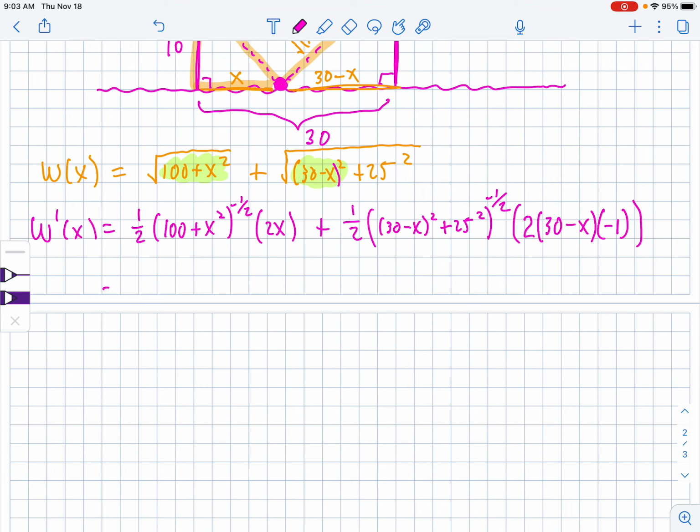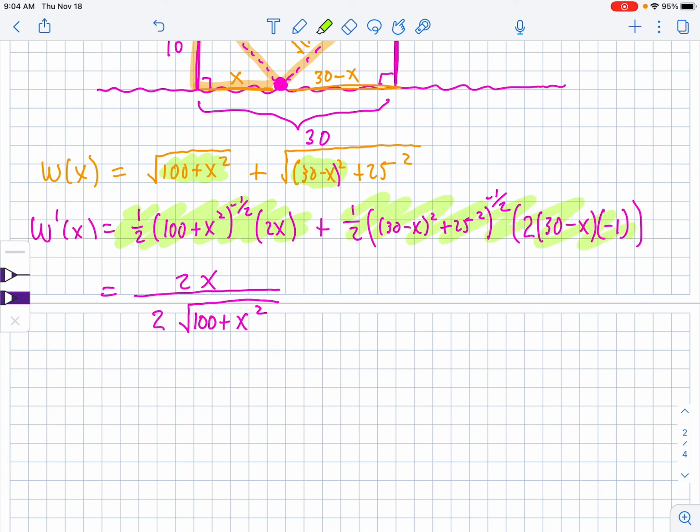Now let's play some cleanup. Let's turn things into square roots. Let's move negative powers to the denominator. So this whole first fraction here is 2x in the top, and then in the bottom we get 2 times the square root of 100 plus x squared.